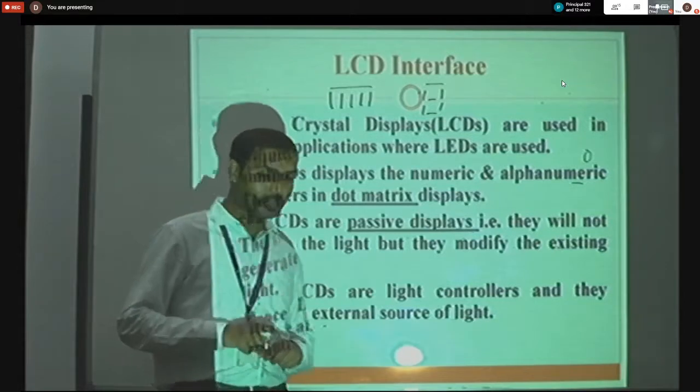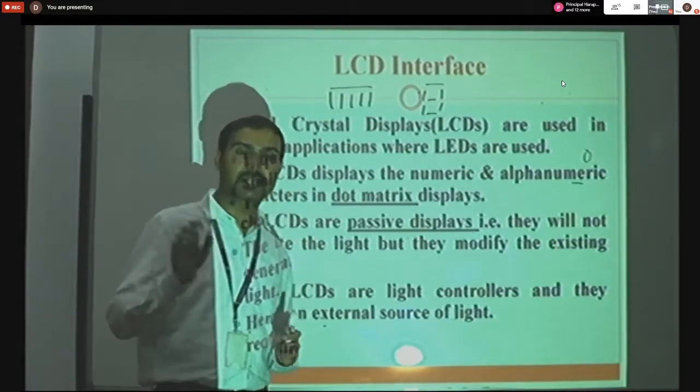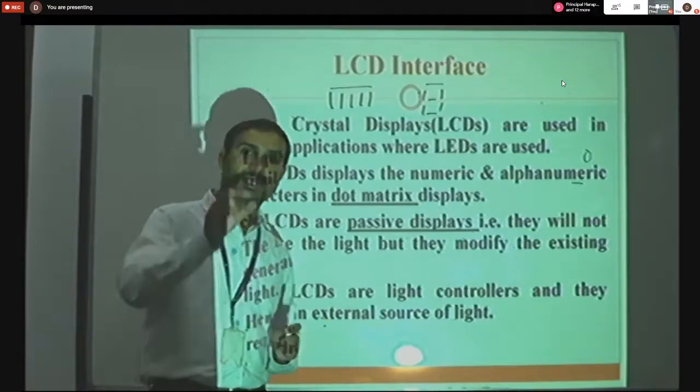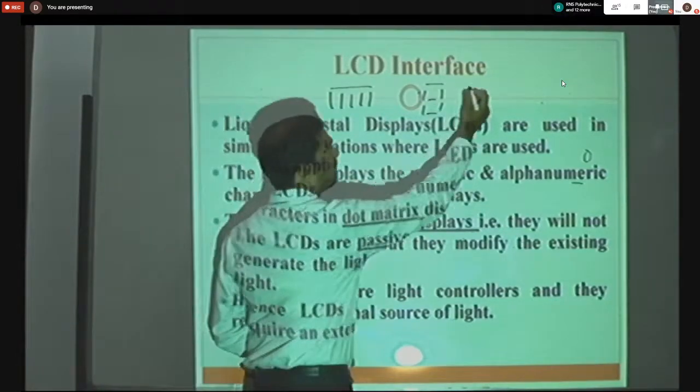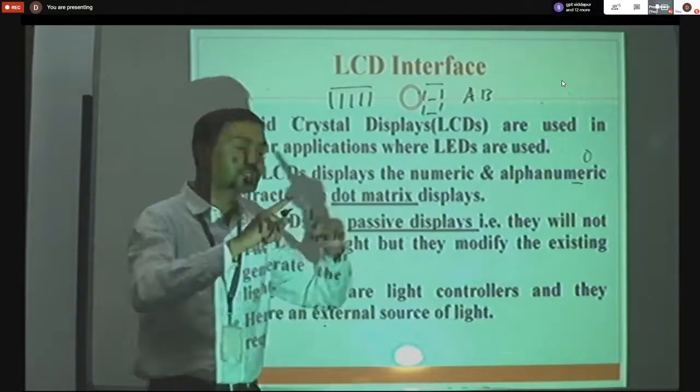For example, a city bus display. No, it's not exactly a liquid crystal display, but it's the same idea. There is a bending. For example, you can display A, B, C, all those things. There is no need for straight lines.